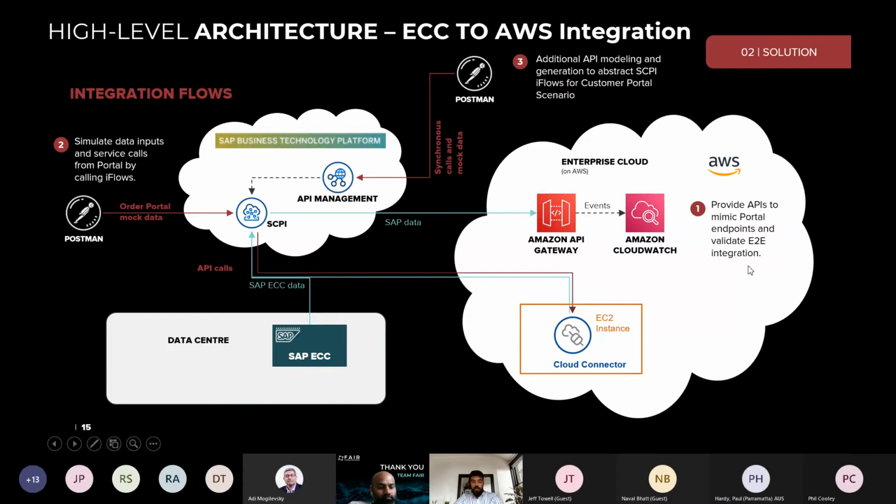So this was the high-level architecture for this ECC to AWS integration scenario. And we have seen a drastic change by utilizing those standard content and just performing those pre- and post-exits available in the standard iFlows. It's really easy to connect different environments, and the integration was smooth as well.